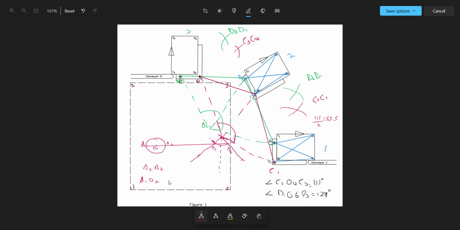And your rocker is B1 to O4. You see, here is O4. So that is the construction part of it. I think you calculate some angles. And then there was a condition.